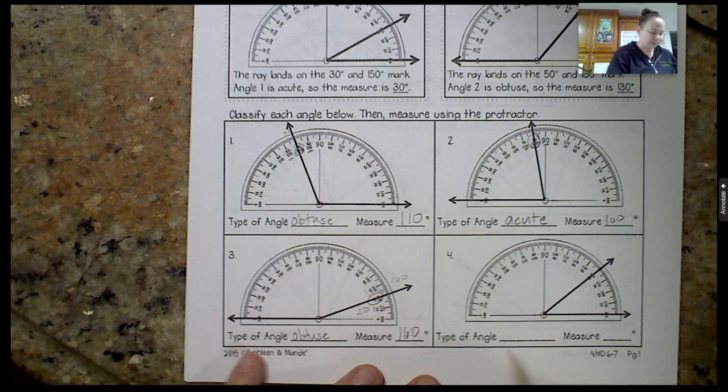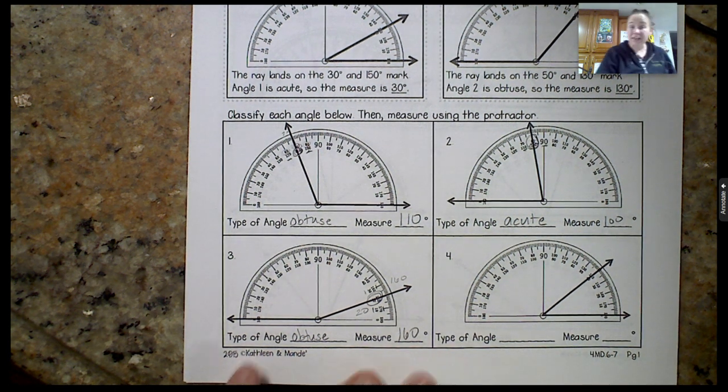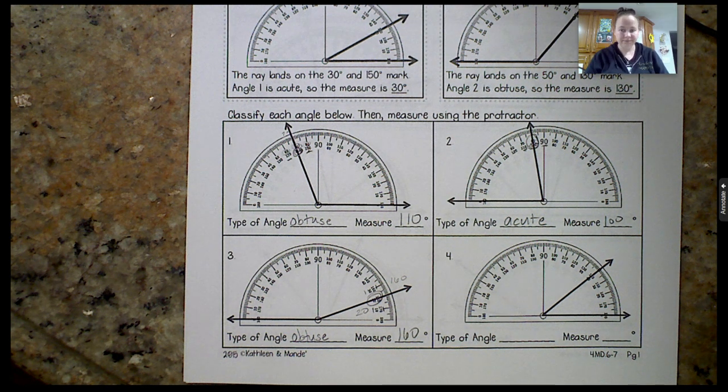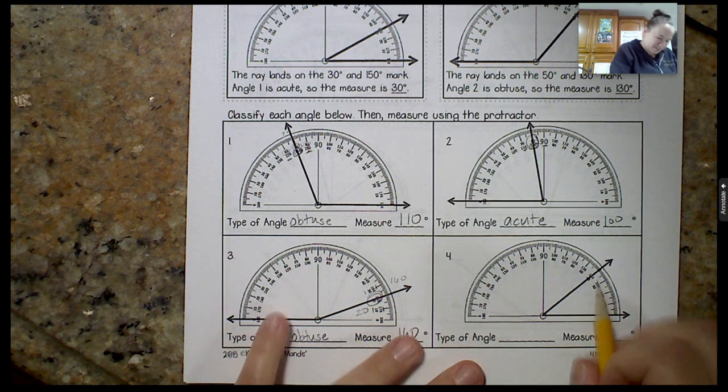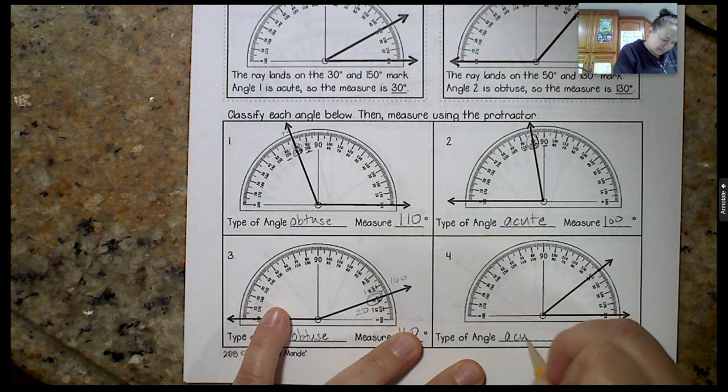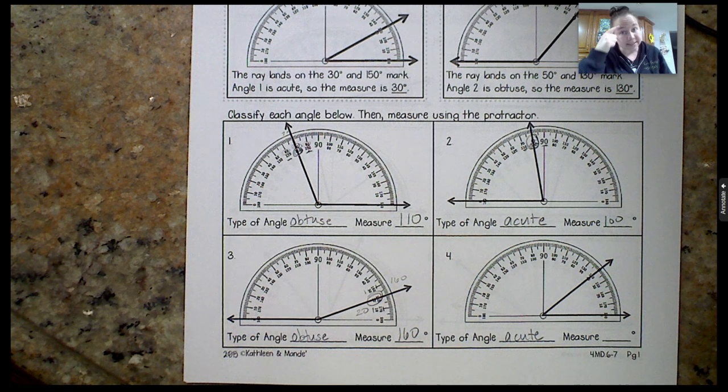How about this one? Last number 4, last one on this page. Classify the angle. What type is it? Acute, right angle, or obtuse? You got it. This is an acute angle. Isn't it so cute? Look at how cute it is.